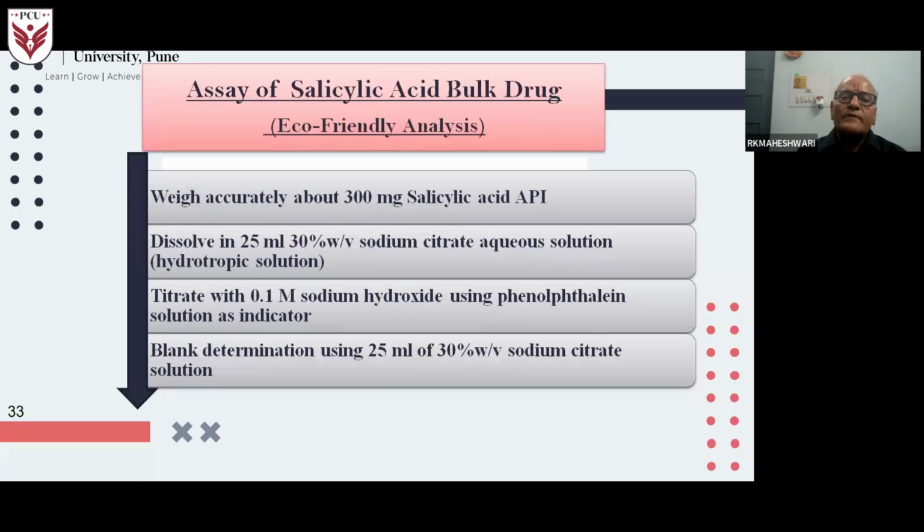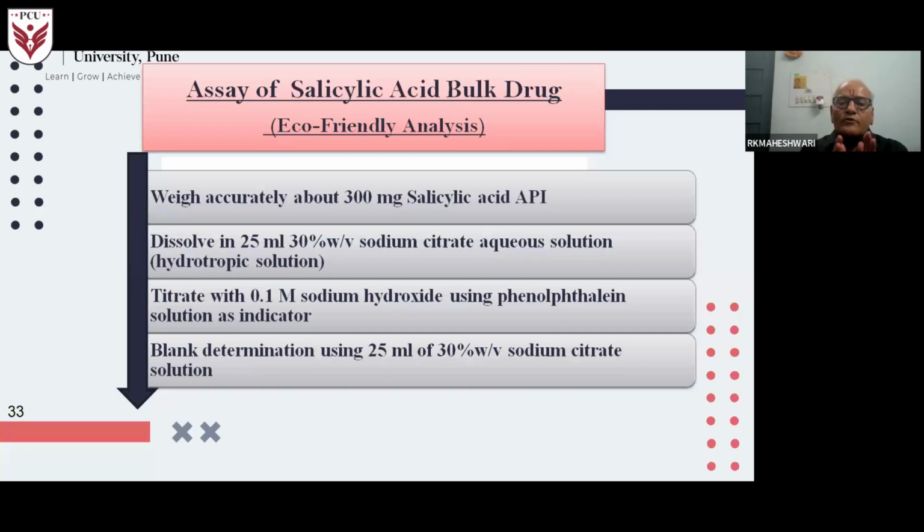Now, in the hydrotropic method, we dissolve the salicylic acid with the help of sodium citrate solution without ethanol. Without ethanol. So in this hydrotropic method, what do we do? We dissolve 300 milligrams of salicylic acid with the help of 25 ml of 30% sodium citrate solution. This is another hydrotropic agent. Sodium benzoate we have used so many times. Now this is sodium citrate, which is a good hydrotropic agent for salicylic acid.